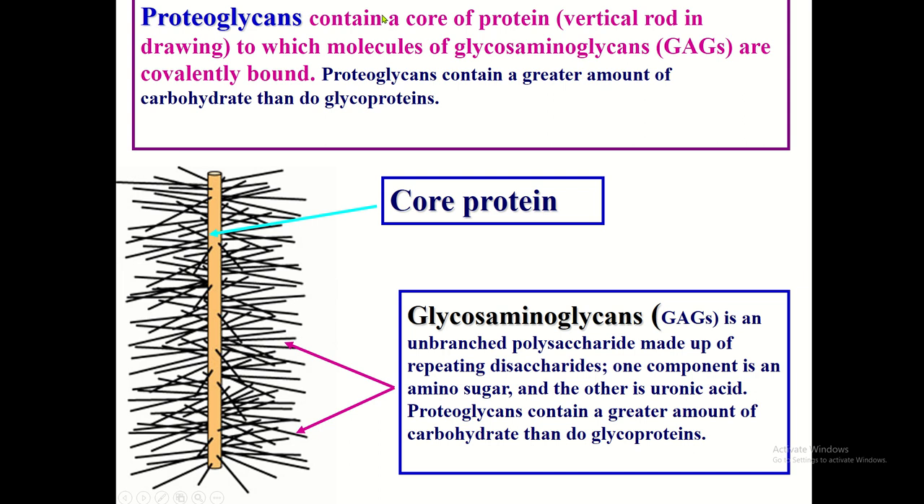The proteoglycan contains a core protein, a vertical rod drawing here, and molecules of glycosaminoglycans. These are the glycosaminoglycans. Proteoglycans contain a greater amount of carbohydrate than glycoprotein. Glycosaminoglycan is an unbranched polysaccharide made up of repeating disaccharides. One component is an amino sugar and the other is uronic acid.